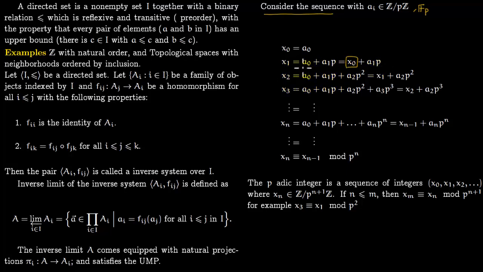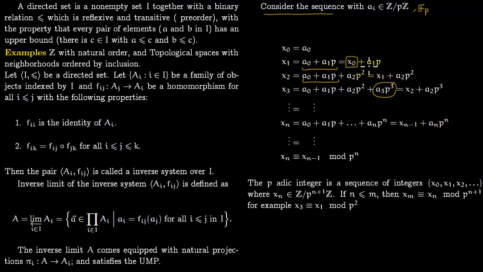Now x2, you copy this entire thing down here, but then you have plus a2p squared, an additional term. So this is nothing but x1, so you write x1 plus a2p squared. Now x3, you have these three terms right here, and then you have an additional term. Again, this is nothing but x2, so x2 plus a3p cubed. Now you can see the relationship.